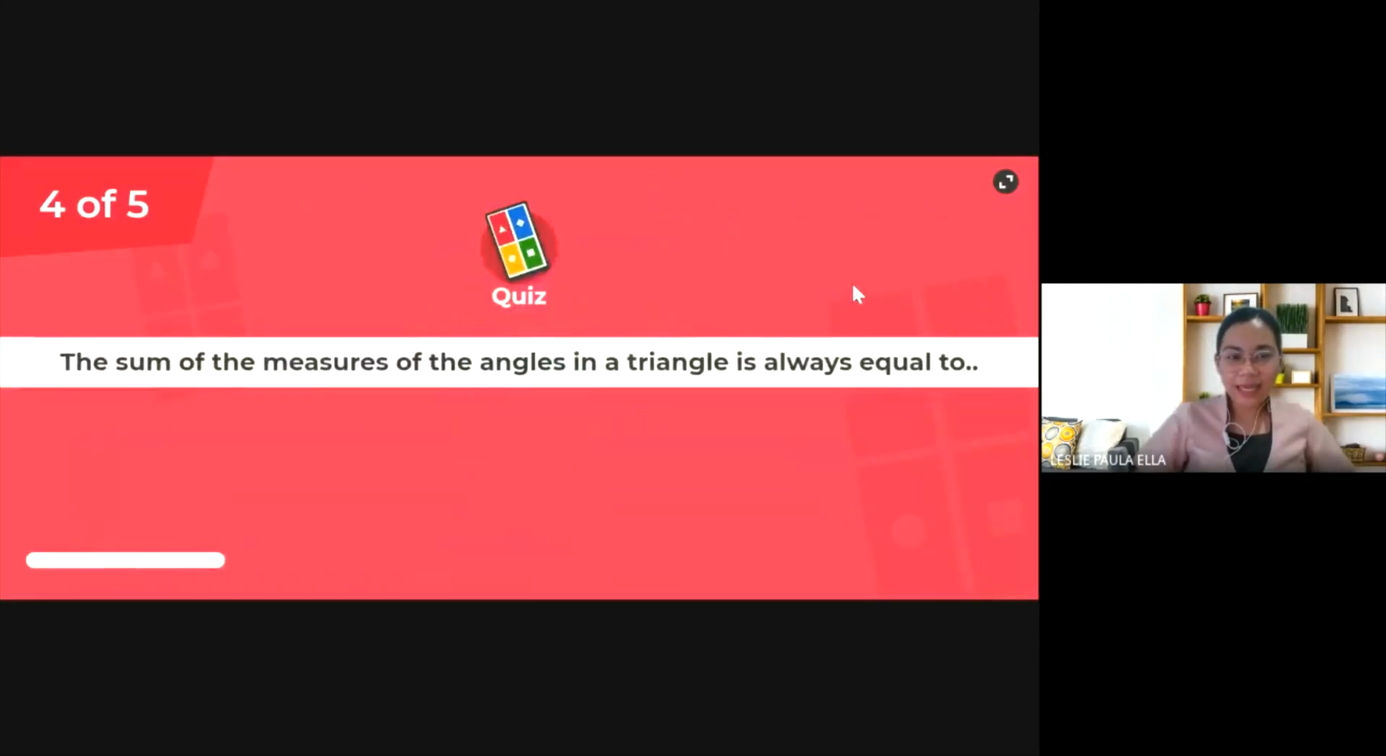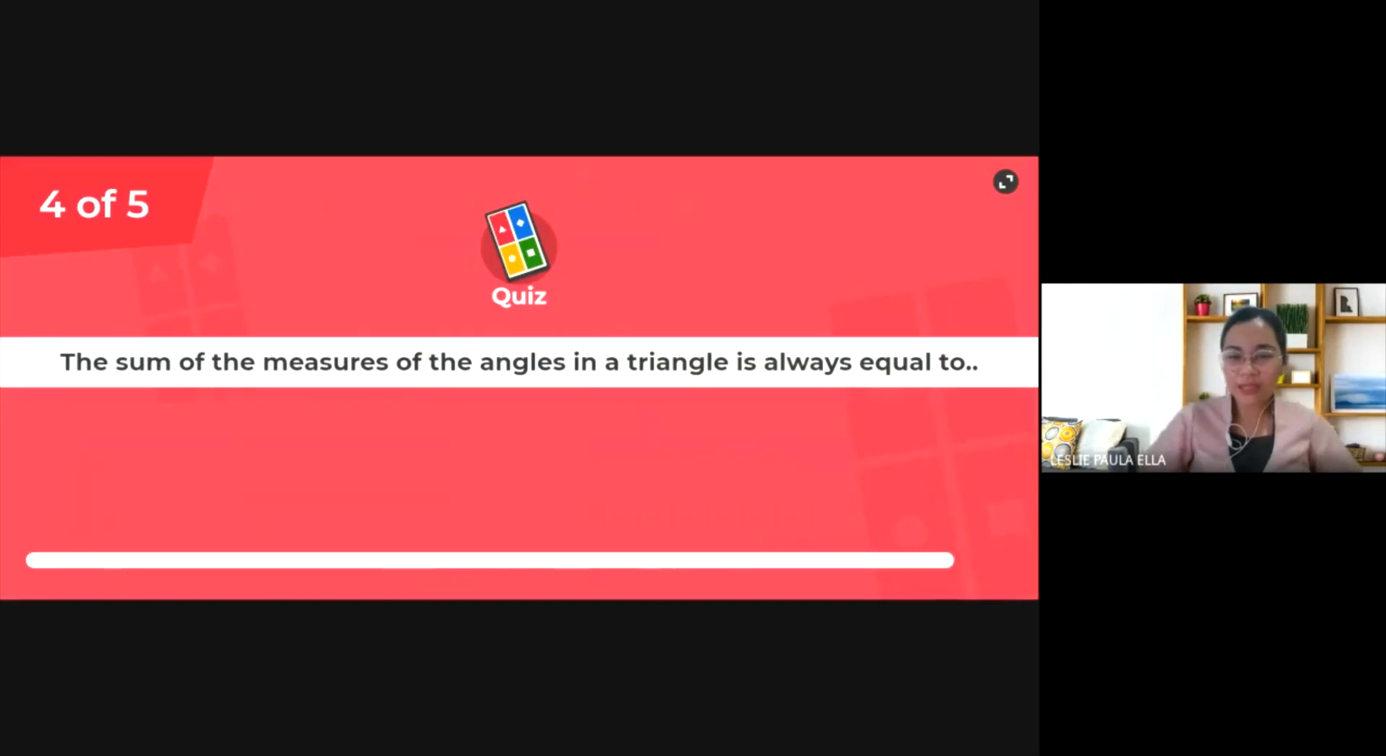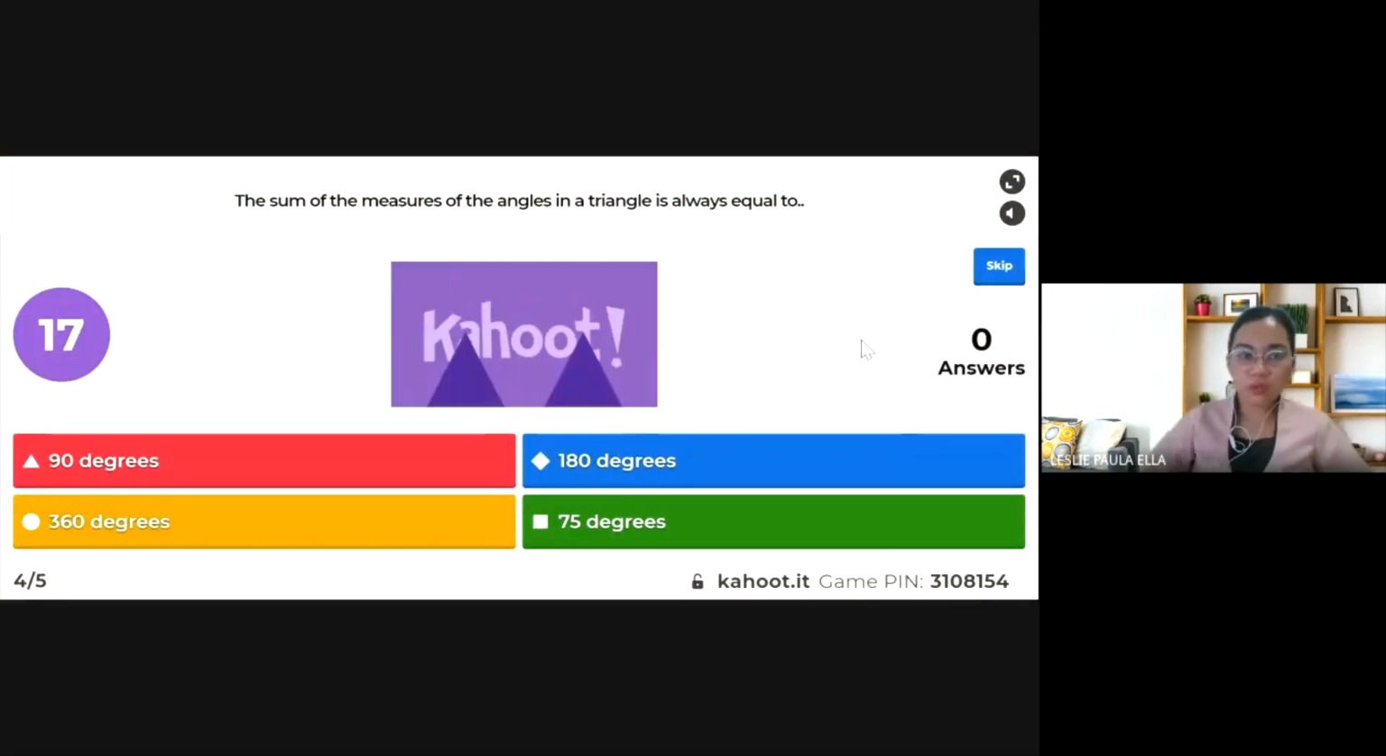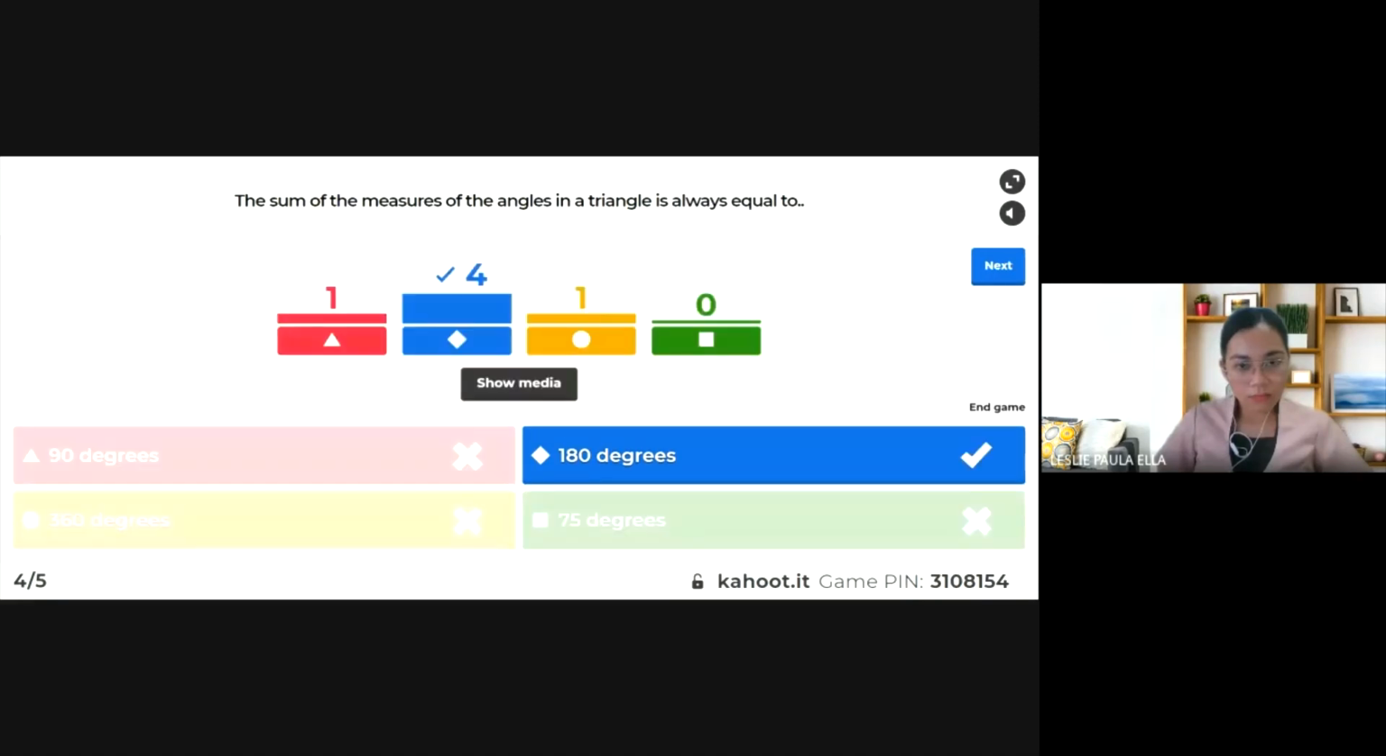And the last, the sum of the measures of the angles in a triangle is always equal to what? All the included angles in a triangle, when added, what must be the answer? 180 degrees. Always remember, class, that in a triangle, all the included angles, when you add their values, always equal 180 degrees.